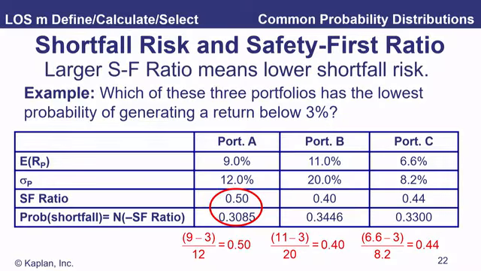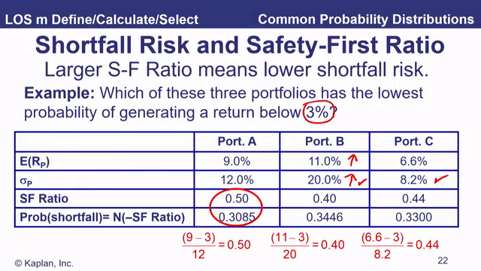So let's take a look at how this might work. We've got portfolio A and portfolio B, and as is our usual story, we've got an expected return that is higher for portfolio B, but it also has significantly more risk. Its standard deviation of returns is 20% as opposed to 12% for portfolio A. And then we've got portfolio C. Its expected return is lower, but it's also got the lowest risk here.